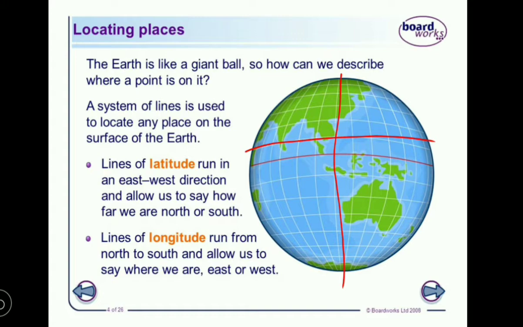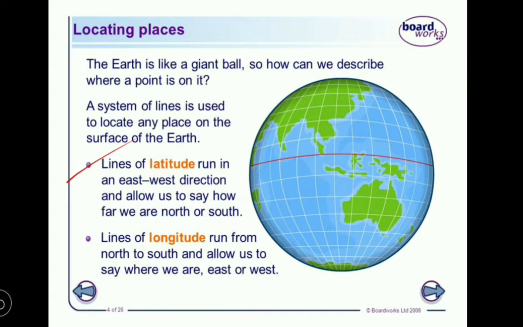It helps us to locate places on the globe, and we can measure the distance from one place to another with the help of these grids, as well as time and direction. So a system of lines used to locate any place on the surface of the earth is called a grid. In the previous video class we discussed the topic of latitude.